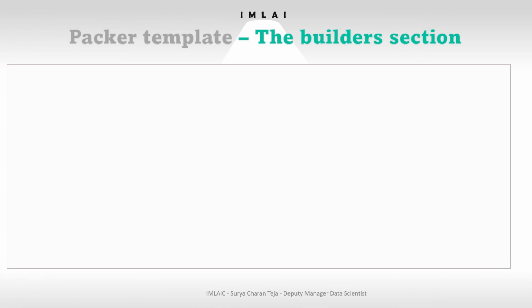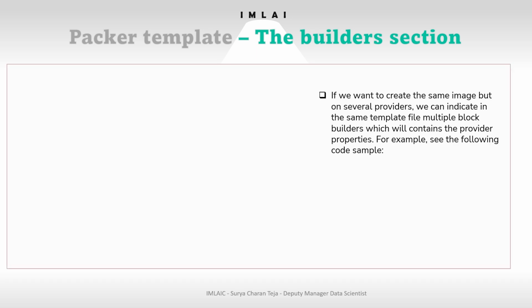Now let's continue with the builders section itself. If we want to create the same image but on several providers, we use multiple builders. So we can indicate in the same template file multiple builder blocks. The template file remains the same. That's why we call it a unique resource. You will have only one resource, one configuration file, but you can use it for any number of builders.